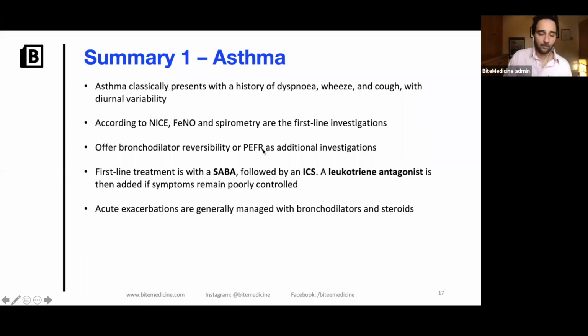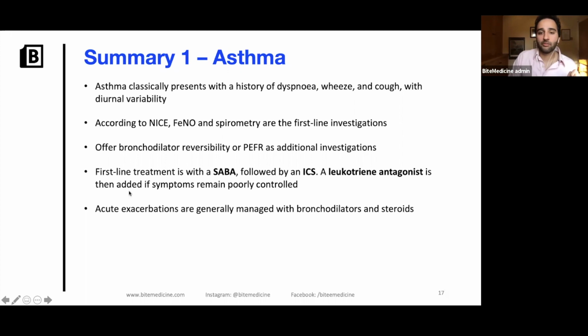I really wouldn't get bogged down on NICE versus BTS. Learn one of them, and it's very unfair in your exams unless they've told you beforehand to follow one or the other. It's unfair on them to ask you the third line in management without classifying which guideline to follow. But I would probably recommend using NICE and just being aware that BTS differs in terms of those third and fourth steps.